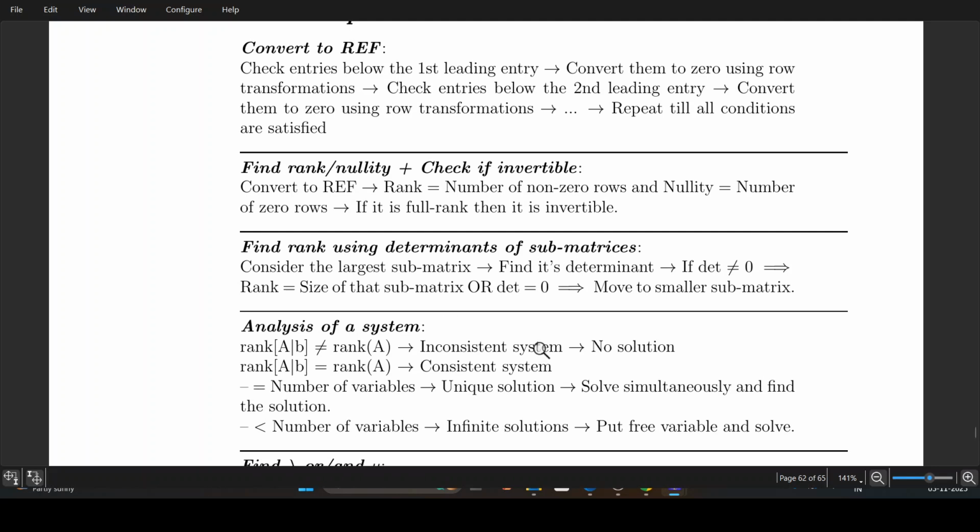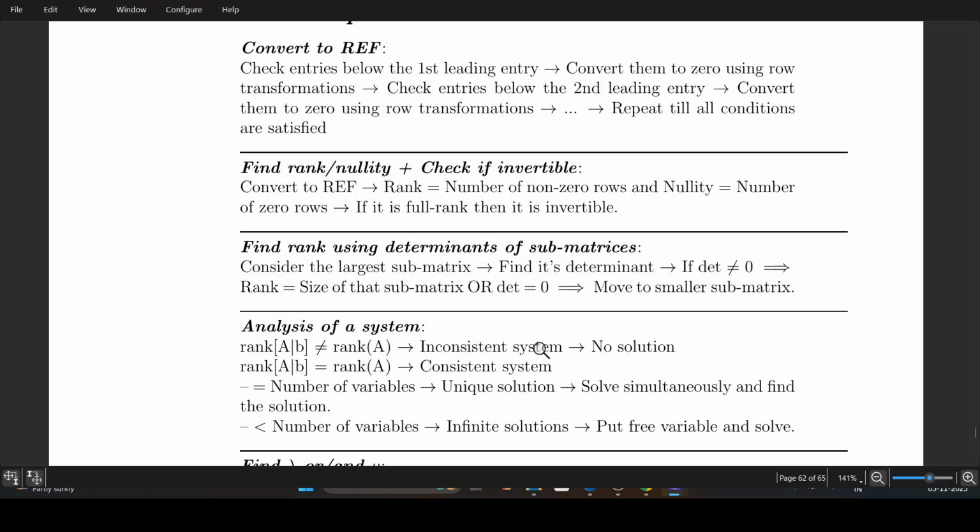Next is analysis of a system. So if the rank of the augmented matrix is not equal to the rank of the original matrix, then it is an inconsistent system and it doesn't have any solution. But if the ranks are equal, then it is a consistent system. And also if the rank is equal to the number of variables, then it has a unique solution.